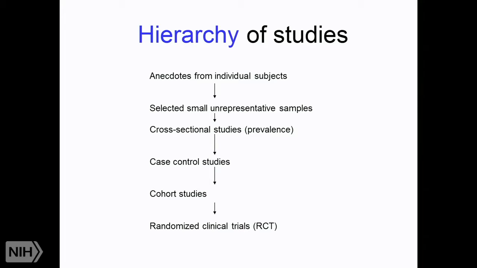Case control studies, and of course there's a range of quality in all these kinds of studies, generally the next level. Cohort studies have the advantage of identifying a large group prospectively and following them over time for different outcomes. And so they tend to avoid selection bias to some degree that plagues case control studies. And finally, randomized clinical trials are thought to be the highest level of evidence.